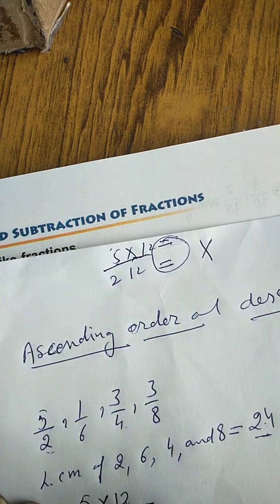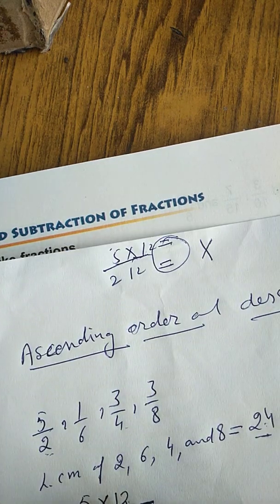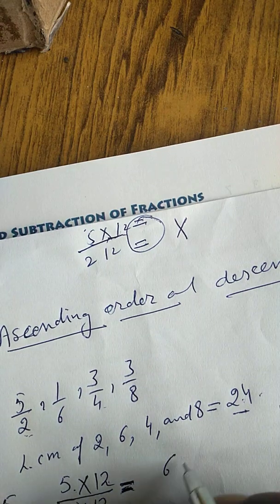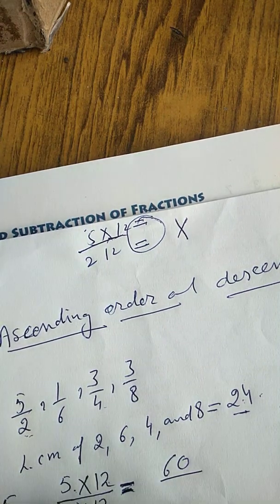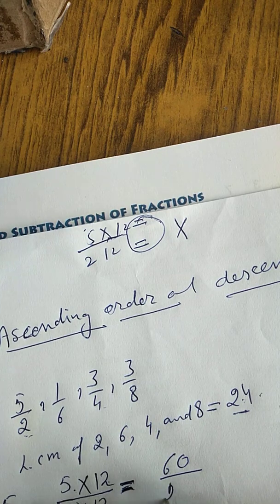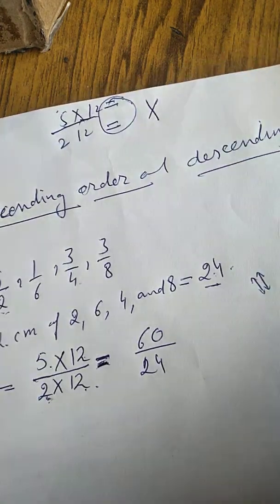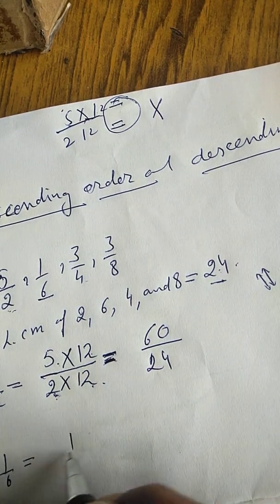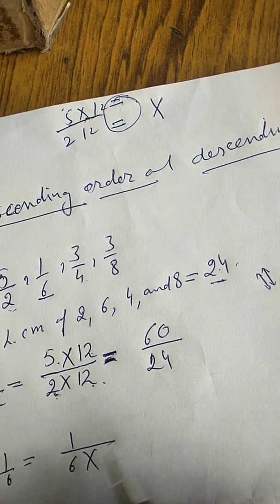Okay, now one single equal to you will have to put there. Now multiply it. 5 12s are 60, divided by 2, 12 2s are 24. Now take the next fraction, 1 upon 6. Now again do the same procedure.